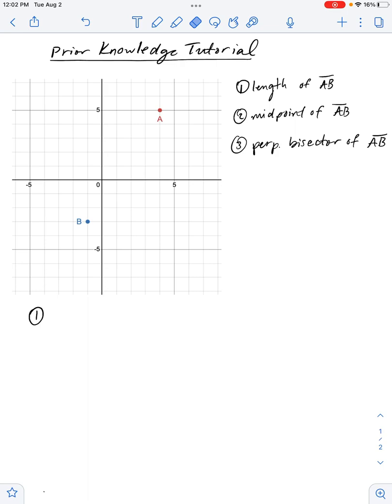First of all, the coordinates of A are 4 is the x-coordinate and up 5 on the y-axis, and B is -1, -3. So we can start by identifying those coordinates, and we can use those coordinates to find the length using the distance formula.